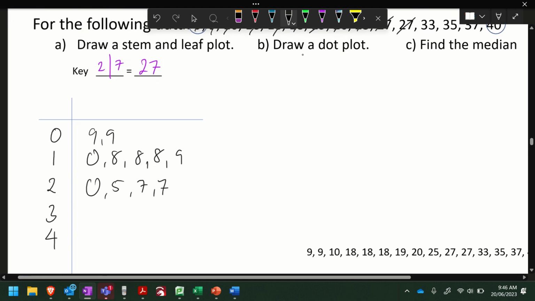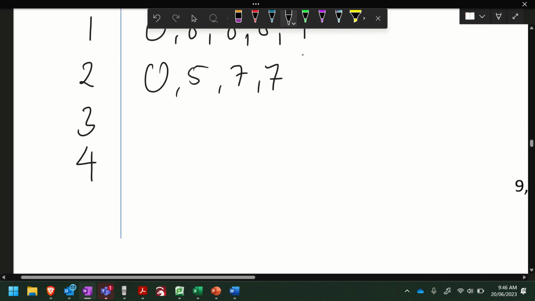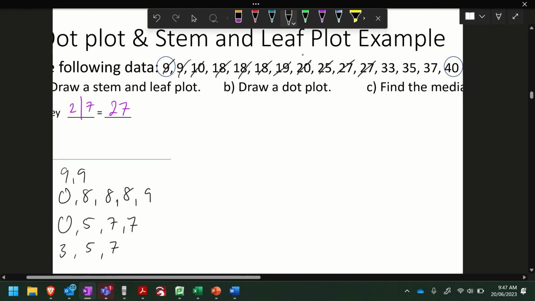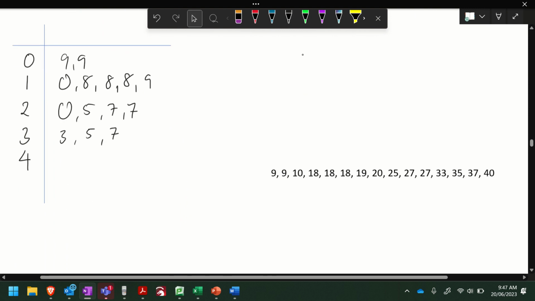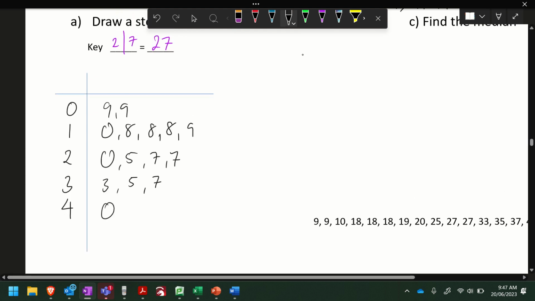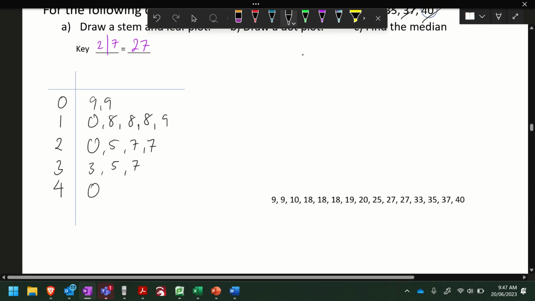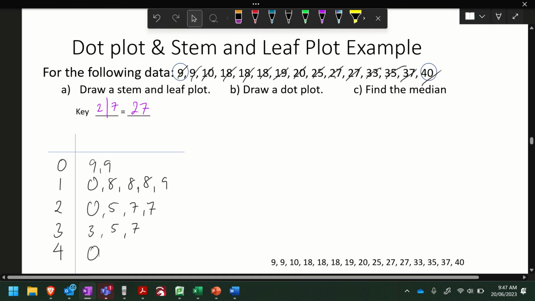Next one, 33, 35, 37. Alright, so in our 30s, you're going to go 33, 35, 37. And then the last one is a 40. So it's just going to be 40. Easy, yeah. It's not that hard. I think most of these questions are just basic ones, so nothing too crazy.